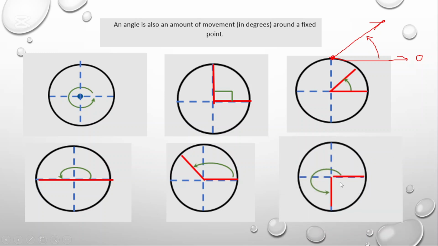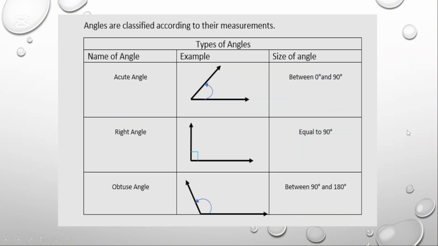And then the last one. In this case, the movement was right around. So it's more than 180, but less than 360. So that is our 6 different types of angles. We move to the next slide.